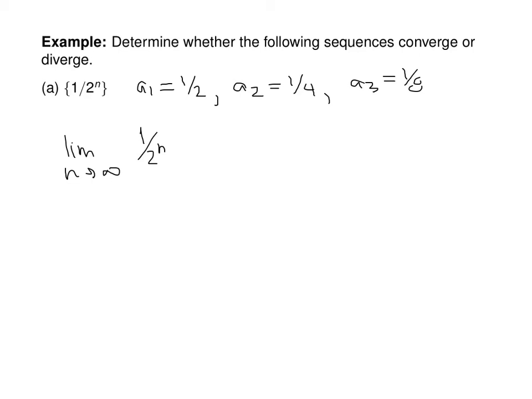And this is kind of the exact same thing as finding the limit as x goes to infinity of 1 over 2 to the x. This will equal 0 as the denominator gets larger and larger. 1 divided by a large number eventually will go to 0.